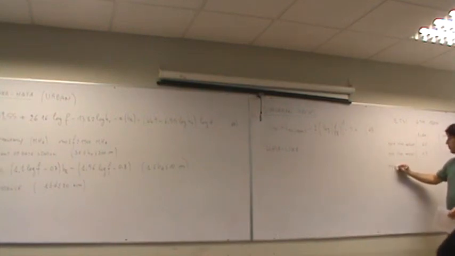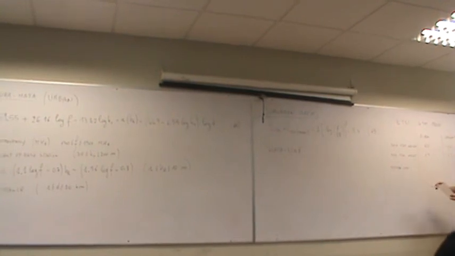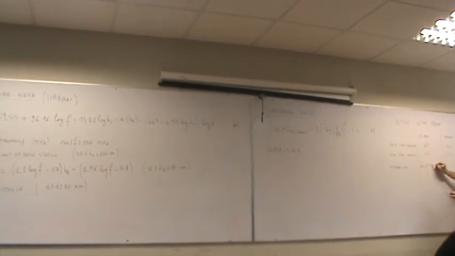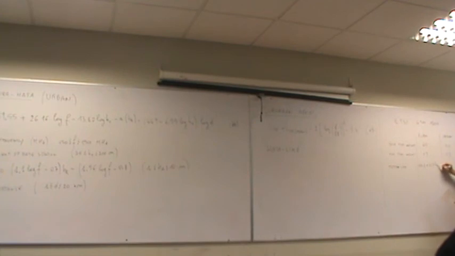And the median loss is very simple. It's 1.3 log the distance. This is for 1.8 gigahertz, the second GSM band. And the same for the urban environment, at 1.8 gigahertz, where the distance is in kilometers. And as simple as that. So they just apply this method.